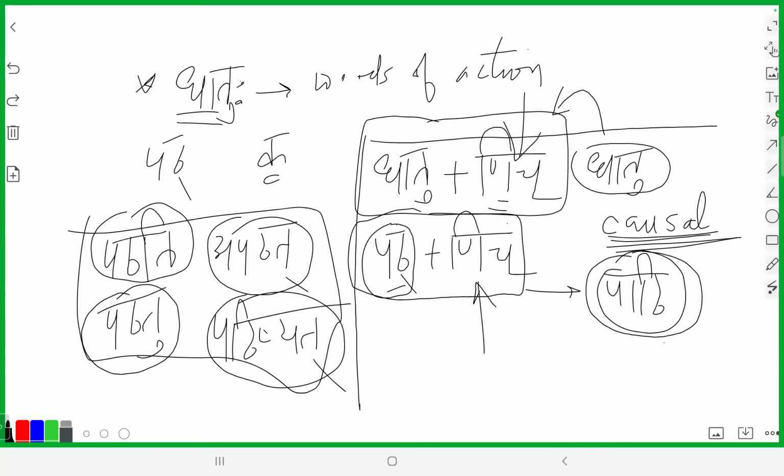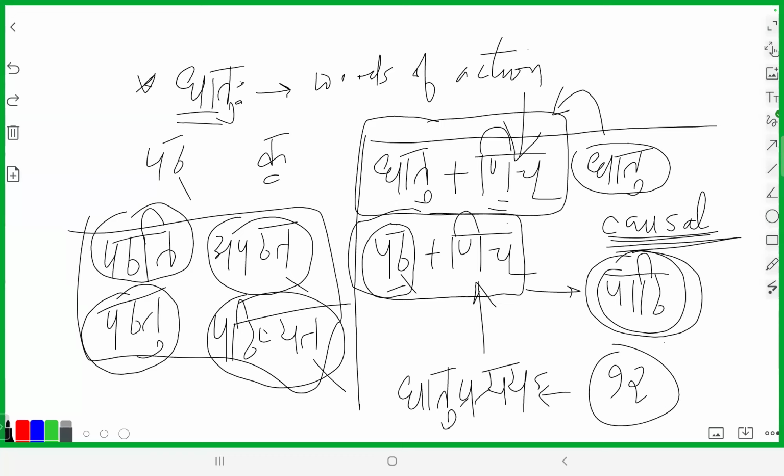In the Sanskrit language, there are 12 dhatu pratyayas. That means you have 12 pratyayas which you can add to a dhatu and get a new dhatu, which will have a different word of action, a different meaning of the action.